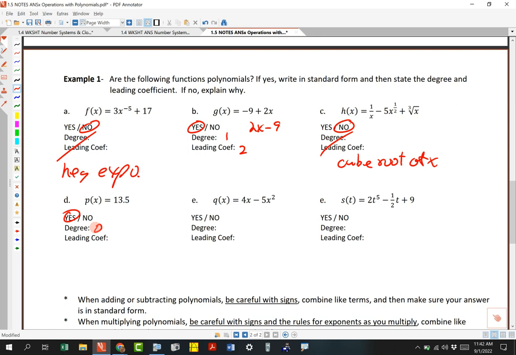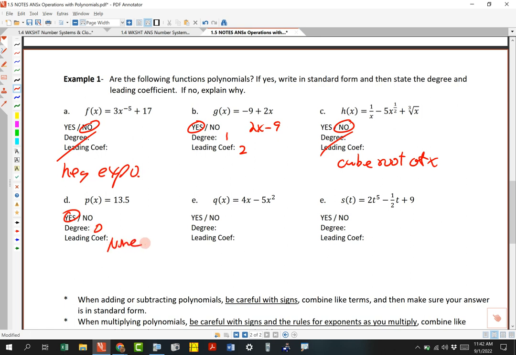What's the coefficient again? What's the coefficient? Keely? Yeah, it's the number in front of a variable. It's the factor in front of a variable, that numeric factor. So is there a variable on this one? Nope. So we're going to say none.